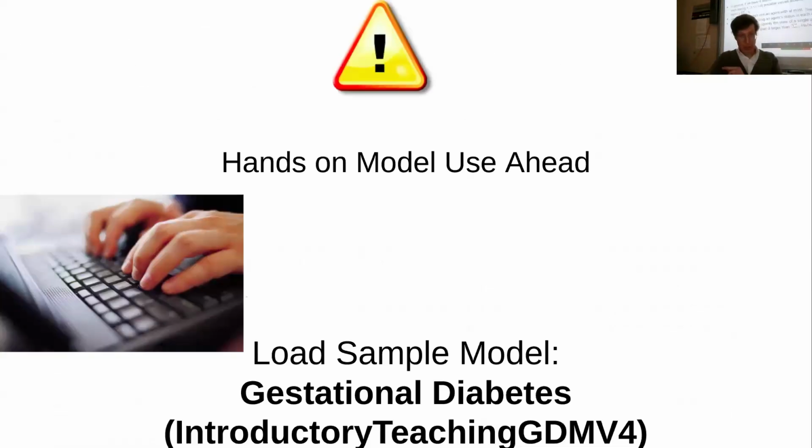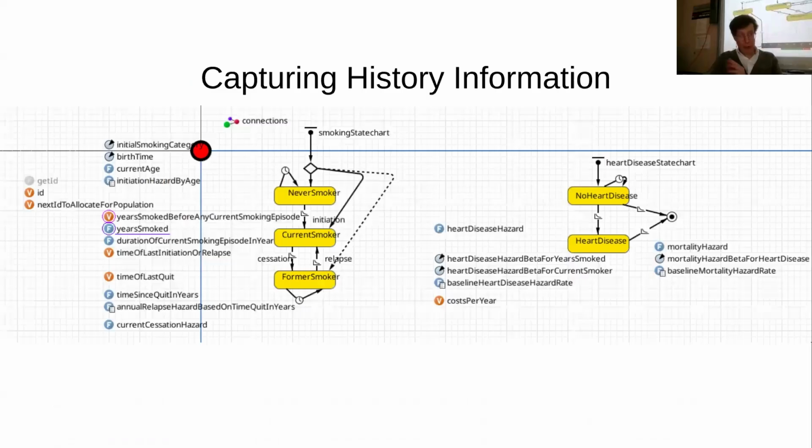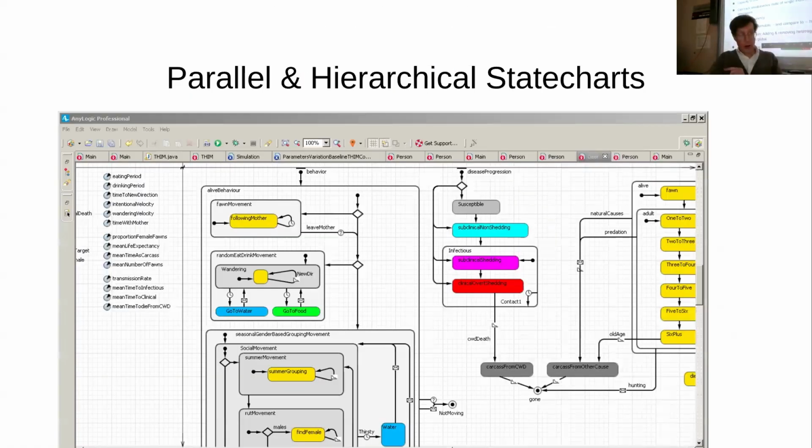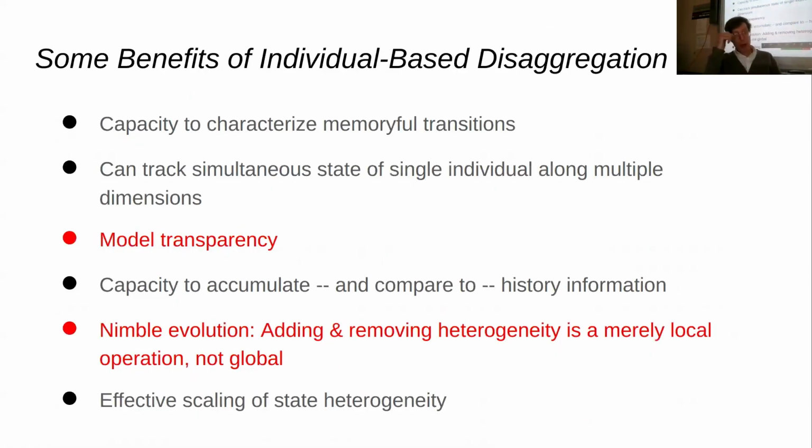So when it comes to aspects of state here, we have many benefits of an individual-based model. The ability to characterize memory-full transitions, the ability to simultaneously track individuals along multiple dimensions, and to do so in a way that helps boost model transparency, and the ability to nimbly add and remove heterogeneity.